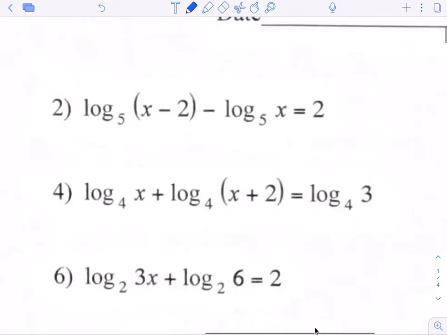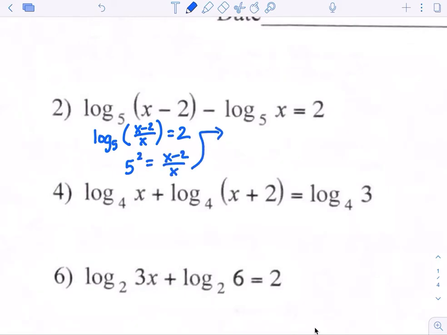Over here. Alright, so log, and there's a minus sign, so this is your quotient rule, which is also in your notes. So it'll just be 1 log in parentheses, this divided by this. X minus 2 all divided by x. And now you just change this from log form to exponential. So 5 to the second is equal to x minus 2 over x. 25 is equal to x minus 2 over x.